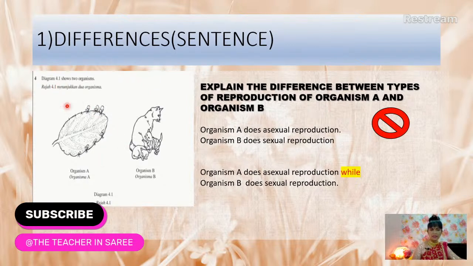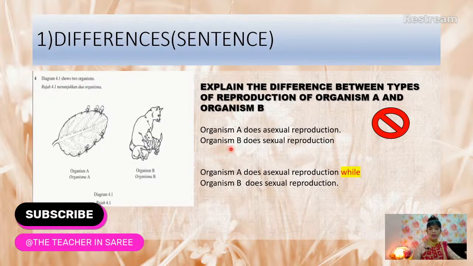All right. Okay. So this is one question. Diagram 4.1 from last year. Diagram 4.1 shows two organisms, organism A and organism B. It shows a cat and, I don't know what this is, but in Malay we call this pokok setawa, right? Okay. So the question is: explain the difference between the types of reproduction of organism A and organism B. In here, you do not have to give similarity, and this was a structure question, right? So when it's a structure question, you have to do it in the form of sentences. You cannot do it in the form of a table.